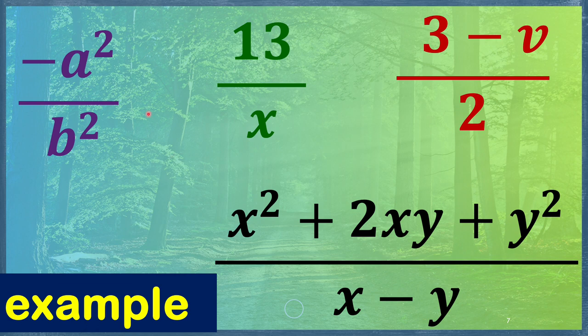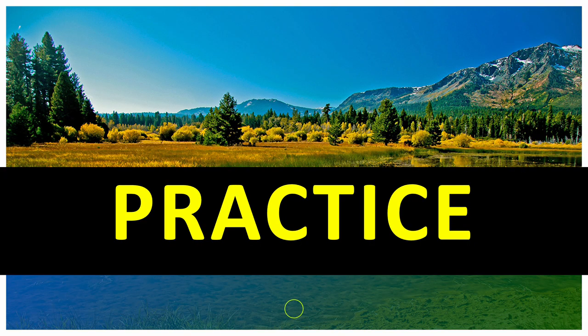Mapapansin ninyo, dito sa example na to, ang variables na ginamit ay A at B. Sa variable na to, sa example na to, ang ginamit ay X. Dito naman, ang ginamit ay V. Sa pang-apat na halimbawa, ang ginamit na mga variables ay X at Y. So, tignan natin kung lubos ninyo naintindihan ang pag-define or pag-classify ng mga polynomials or expressions na siya ay rational.